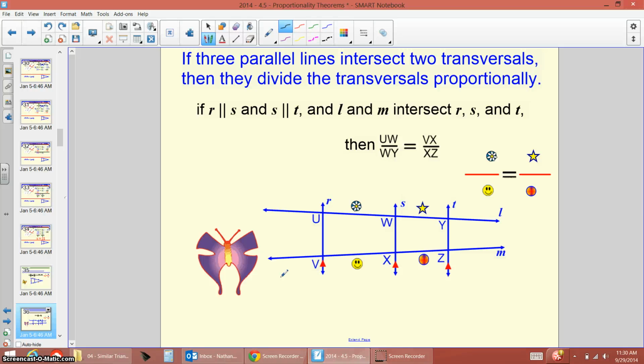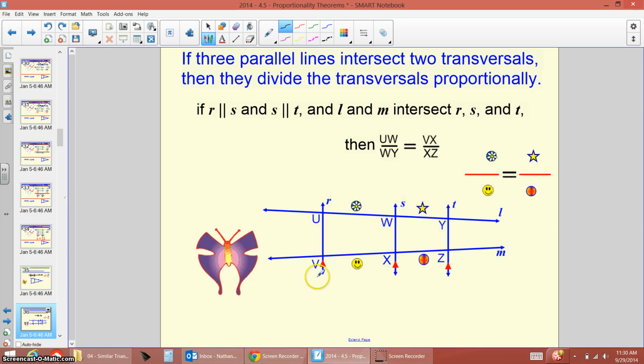We've got another concept. This is a new topic, new concept. Wrap your heads around this: if there are three parallel lines and they intersect two different transversals, then they divide the transversals proportionally. So that would mean that if these three lines are parallel and they intersect these two lines at different places, then we've got UW over WY and VX over XZ, or flower over smiley face.